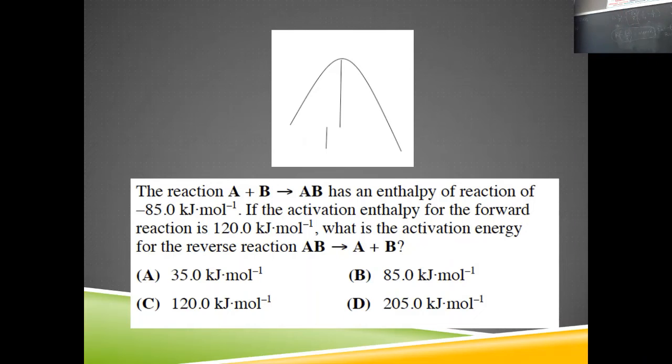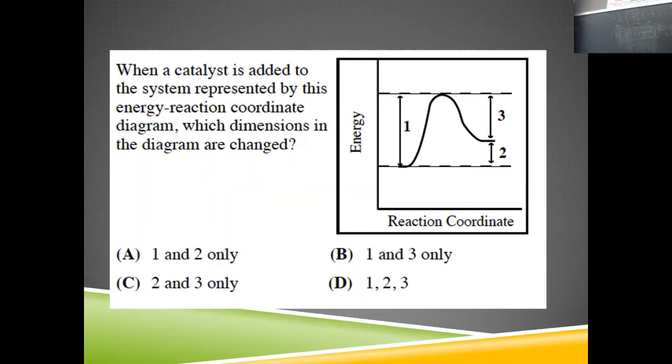Questions on this one? All right. When a catalyst is added to a system, say it's this system, and this is weirdly worded. This comes from one of the ACS exams, but it says which dimension is changed. So what they mean is, is the value of 1 going to change? Is the value of 3 going to change? Is the value of 2 going to change? So before we answer 1, 2, or 3, what about the graph is going to change?